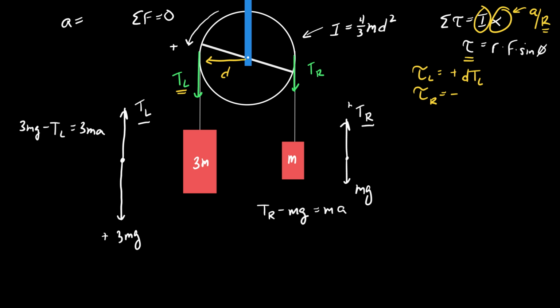And I don't have to worry about the sign here because we know that for any pulley, the angle is always going to be 90 degrees from the radius. So it's always going to be sine 90. So I just leave that out if it's a pulley. And that suggests that this is going to be d times T for the right. We're going to add those together and get dTL minus dTR equals, now I need I, the moment of inertia. We calculated that already. It's right here, 4/3 md squared.